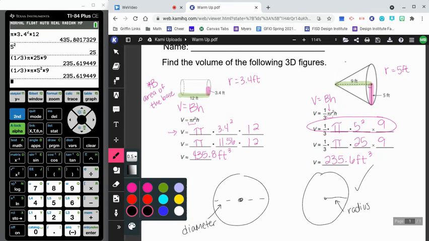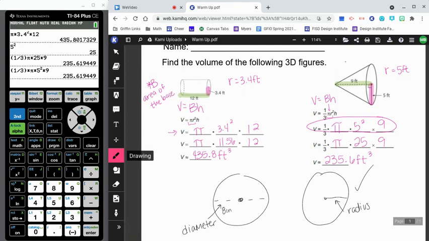However, if the distance, let's say this one said 8 inches, if you see the dashed line go all the way across the circle, don't forget that's the diameter. So the diameter is 8, meaning that the radius is 4.